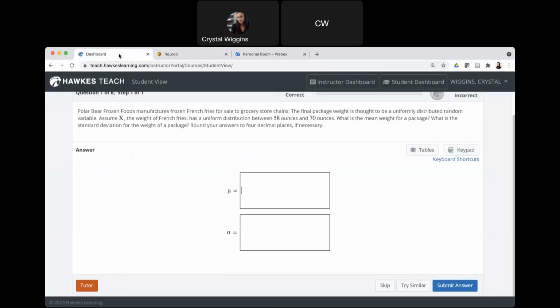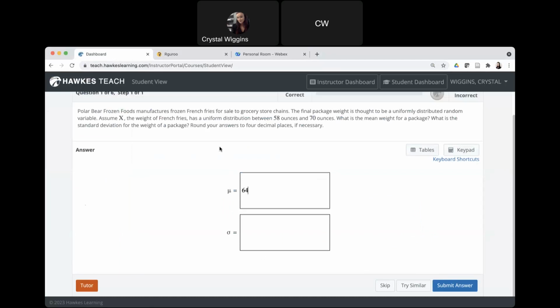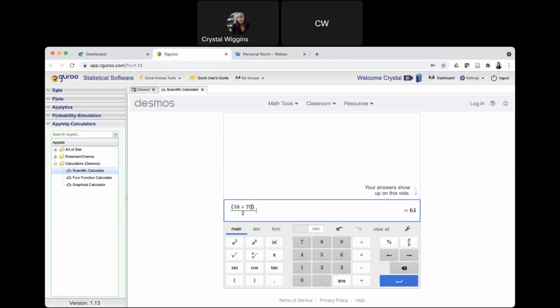So for this particular problem, again, I've got to double check my endpoints, 58 and 70. So I'm going to add 58 plus 70 and divide that by 2. And that shows me that my average for this uniform continuous distribution is 64. And for my standard deviation, following that formula that I found in the tutor button, I'm going to subtract my endpoints in the numerator and divide by the square root of 12. Now, Hawks asked me to round to 4 decimal places, so I'm counting out 4 decimal places, 0.4641.